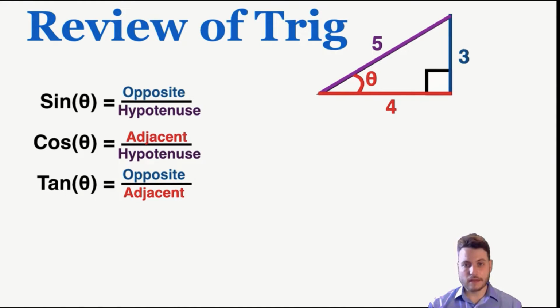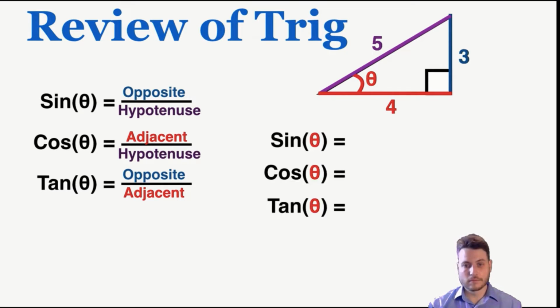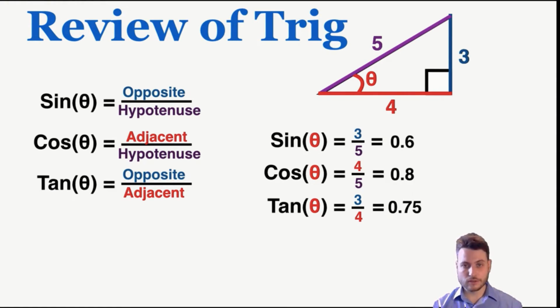So now that I've identified these, I can just plug them into my trig identities and see what those values are. So sine is 3 over 5, opposite over hypotenuse. Cosine is 4 over 5, and tangent is 3 over 4. So these are their literal values for that triangle. So again, all that trig identities are the ratios of two sides of a right triangle, nothing else.